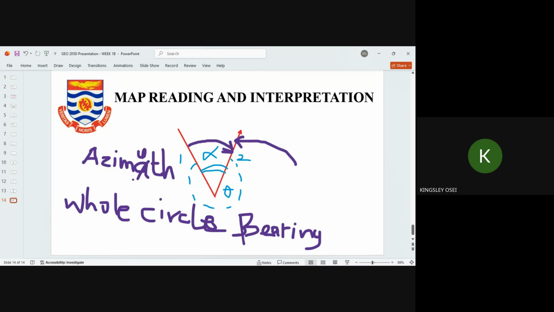In fact, for our map reading, this is the one we'll be using the more. The whole circle is the one we'll be using the more. Nevertheless, it is good to appreciate the other aspects.